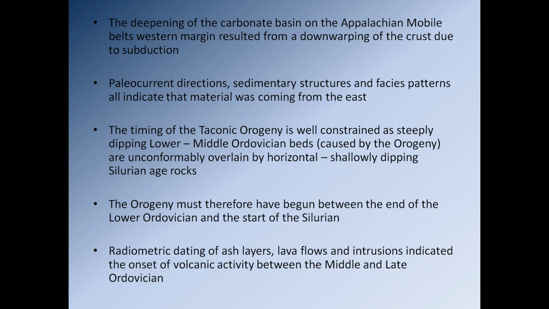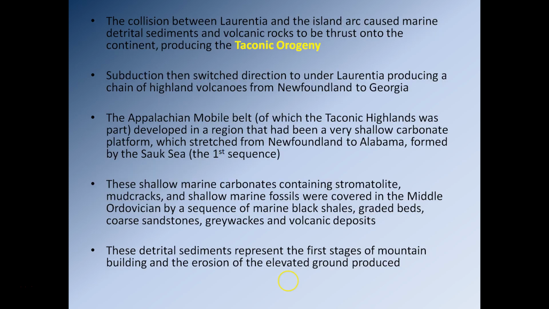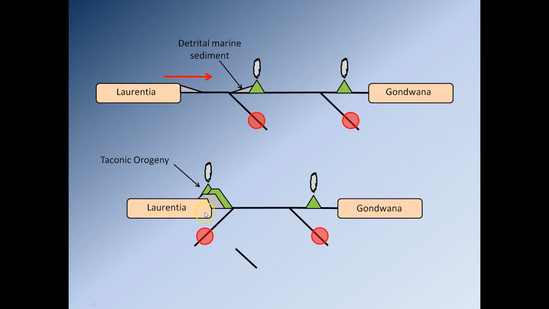So the deepening of the carbonate basin on the Appalachian Mobile Belt's western margin resulted in a down warping of the crust due to subduction. So, what are you talking about there, Chris? Well, if I just go back over to this point here, what's happening is we have subduction now going underneath Laurentia. We have the Tectonic highlands here, and a portion of crust back here behind the Tectonic orogeny starts to warp downwards.